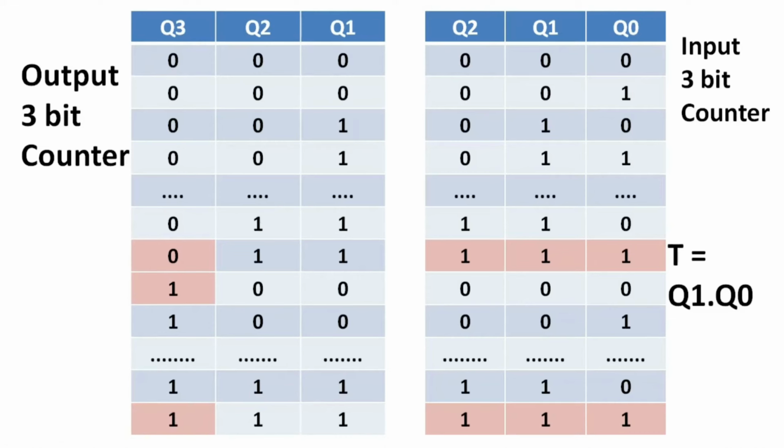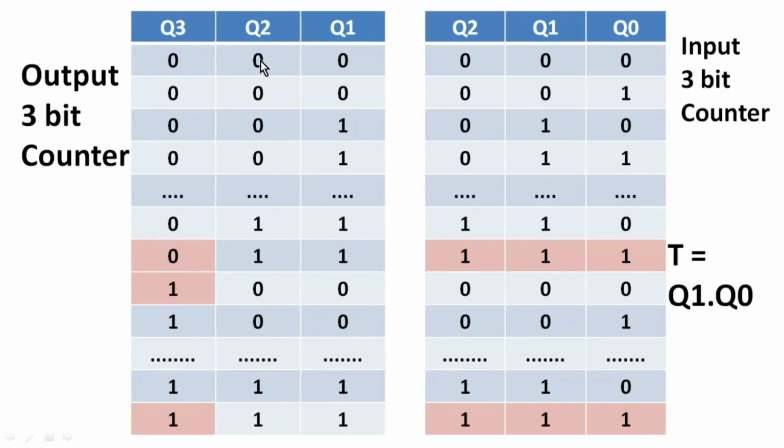Friends, if you look at the truth table of this output 3-bit counter, the Q2 and Q1, the two LSB bits, remain 0 for 2 clock cycles, then move to the next value, that is 01, and remain there for 2 clock cycles and so on, and finally reach 11 and remain there for 2 clock cycles and then roll back. But if you look at Q3, Q3 remains 0 till Q2 and Q1 both are high, and as Q2 and Q1 roll over, Q3 toggles.